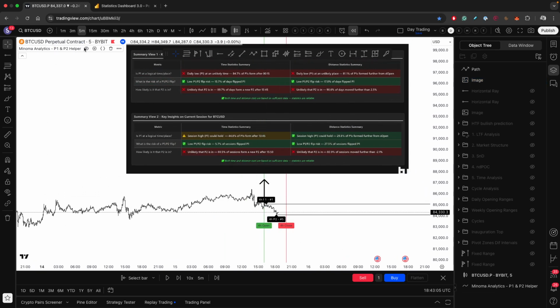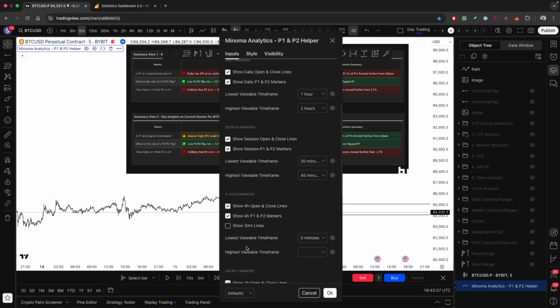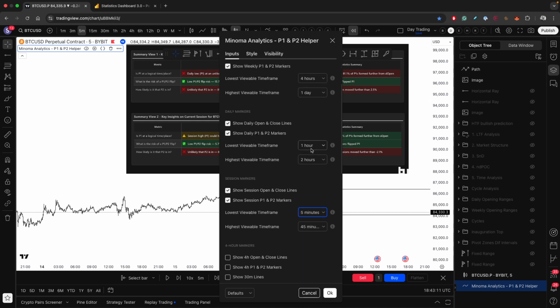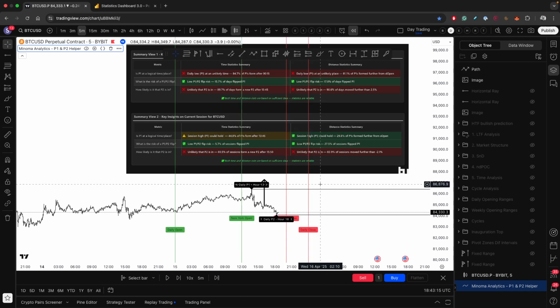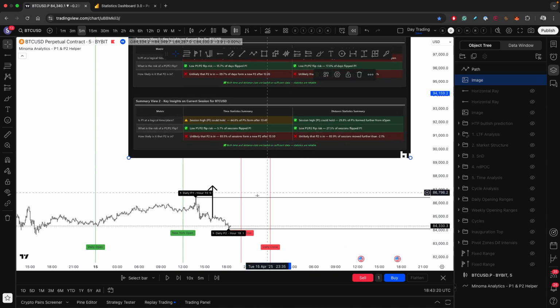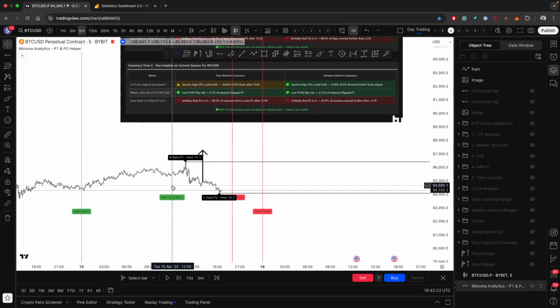Let me get this one back onto a helper. Right, so this was a while back. Let me get this one off. I want to show daily and I want to show the session. I don't want to show the weekly right now. All right, so what we had earlier, we had the New York Open here. This is where I made the screenshot.